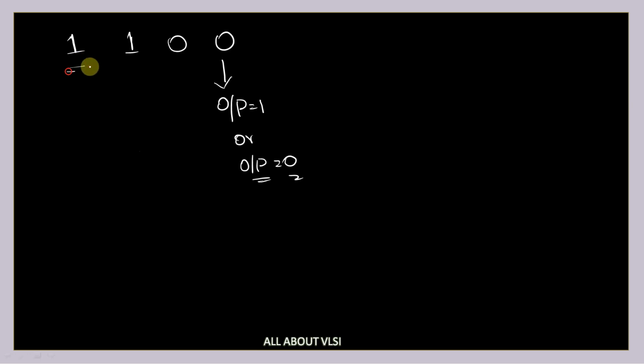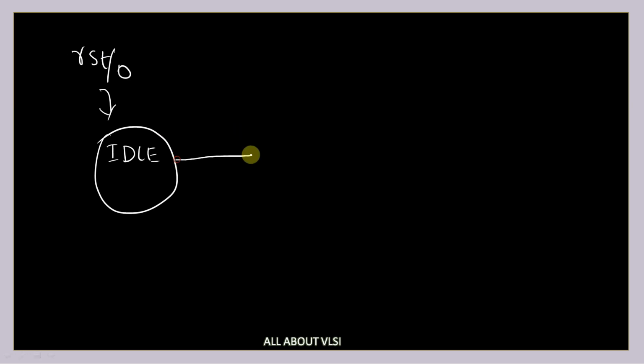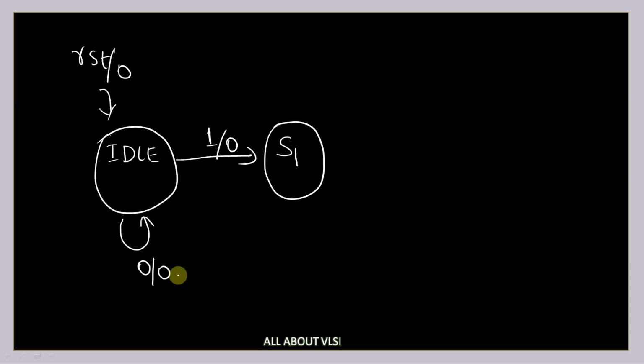Now, if we apply reset, then we are going to a state which is known as idle state, where no bit is matching. Now what is the first bit we need? We need 1. So if we get 1, your output is still equal to 0, and you are going to a state known as S1 state. S1 state is a state where at least one bit is matching. But if you are getting 0, you are going to stay in the same state. Your output is still equal to 0.